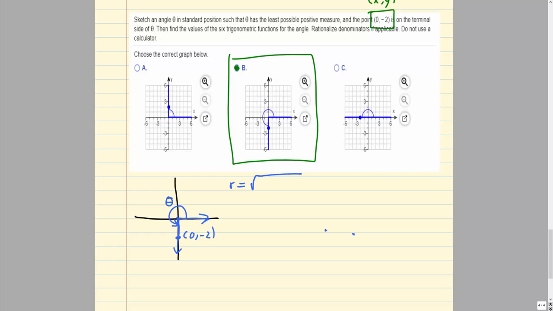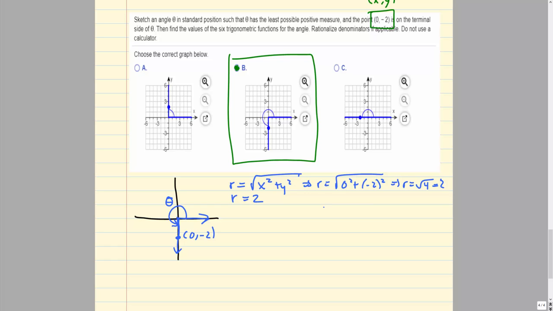So r in this case would be the square root of x squared plus y squared. And you'll kind of see something interesting happen here. So 0 squared plus (-2) squared. Now r is equal to the square root of 4, which is 2. So r would be equal to 2.